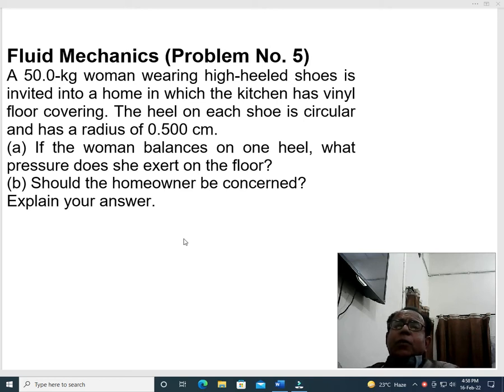The heel on each shoe is circular and has a radius of 0.500 centimeter. Part A. If the woman balances on one heel, what pressure does she exert on the floor? Part B. Should the homeowner be concerned?